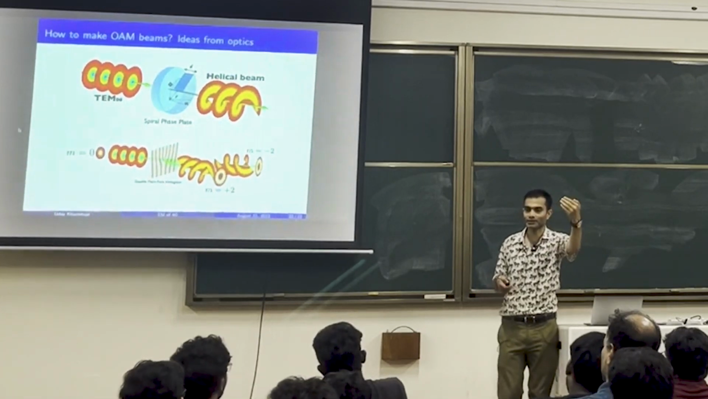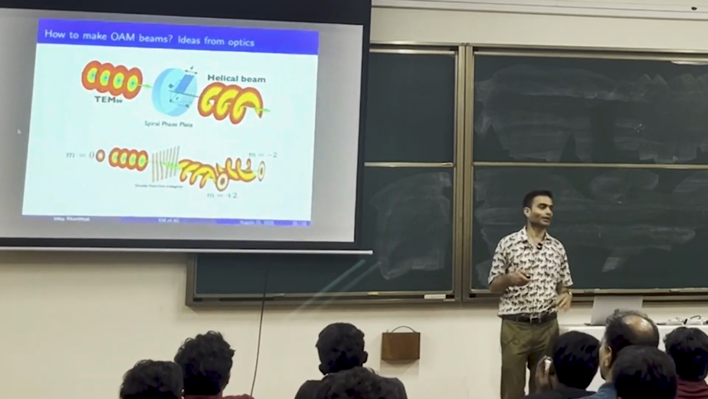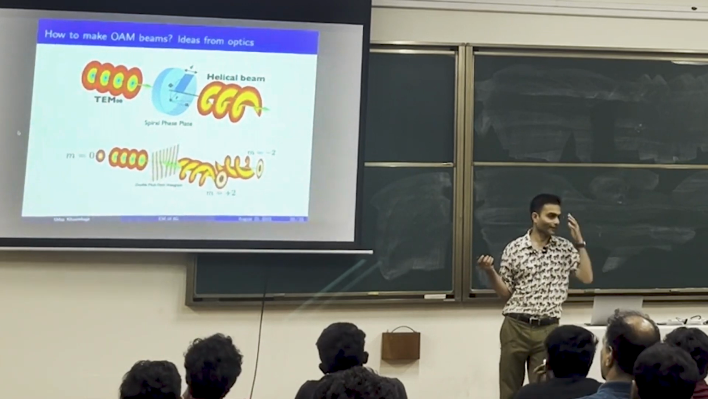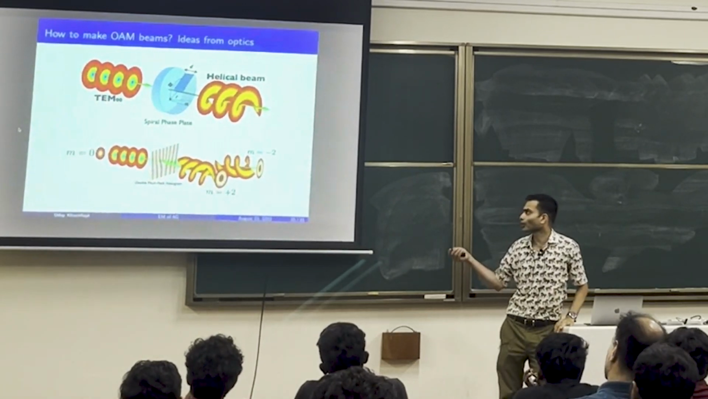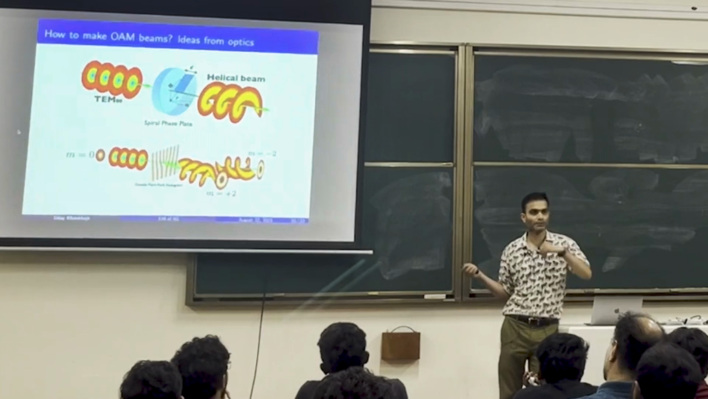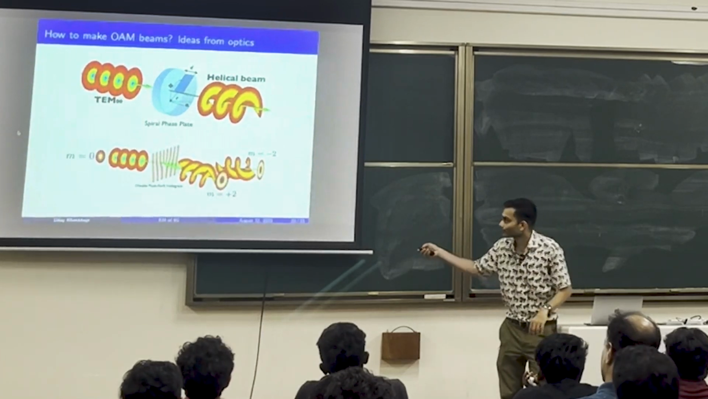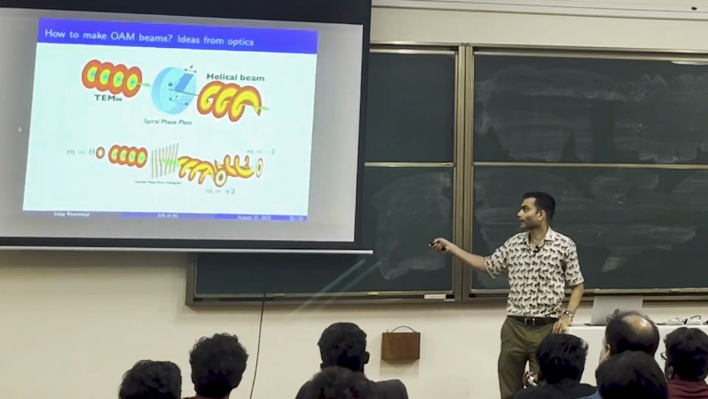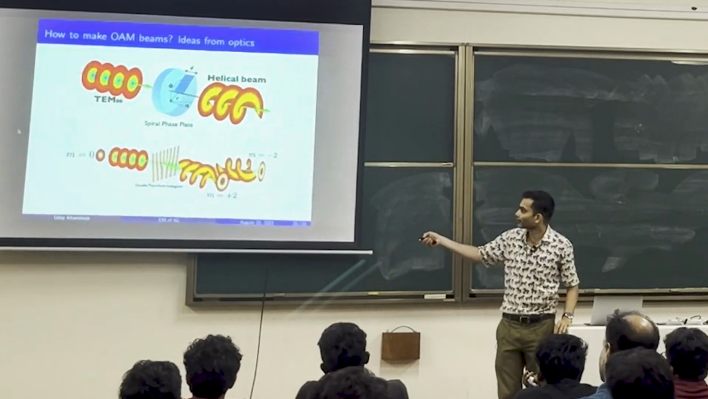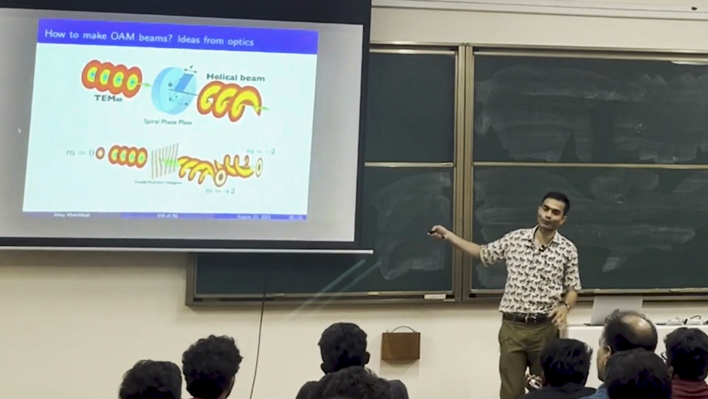So its phase has changed. It ends up being an OAM mode. Nothing very fancy about it. This is what optics people do. Or they use these holograms, right? Optics people are here, and they will know much more than me. These holograms can be used to take a simple Gaussian mode and split it into different OAM modes.